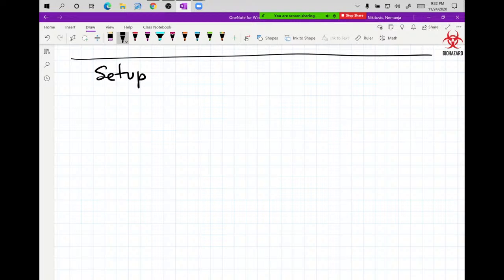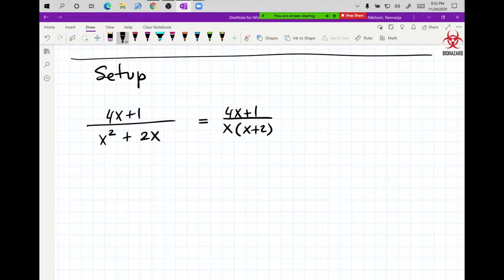Let's say you have (4x + 1) divided by (x squared + 2x), right? It's your job to factor this into (4x + 1) over x(x + 2), which gives you A over x plus B over (x + 2), which are two linear factors, right? That's case 1.